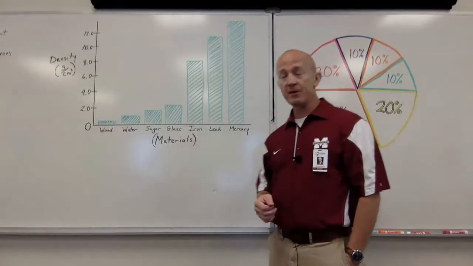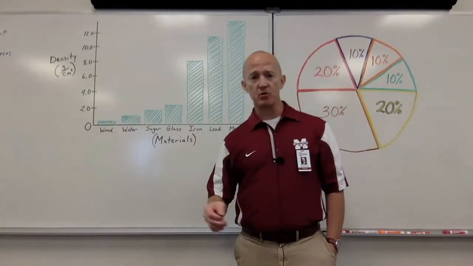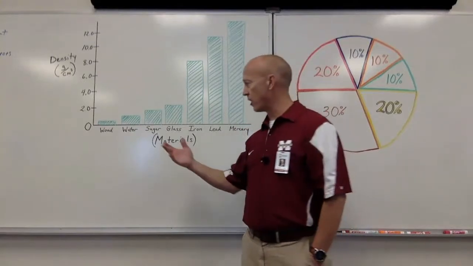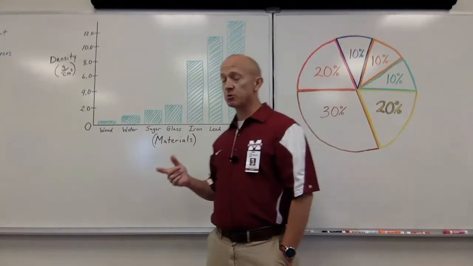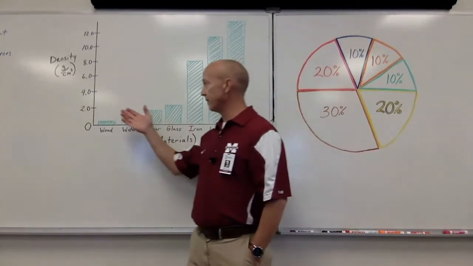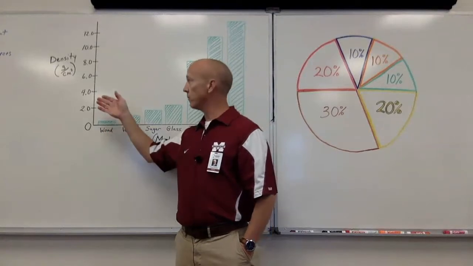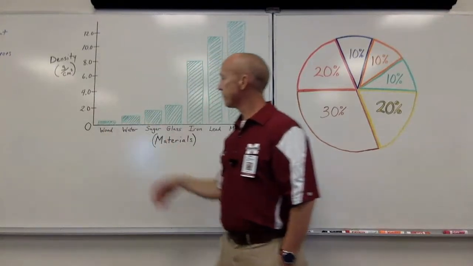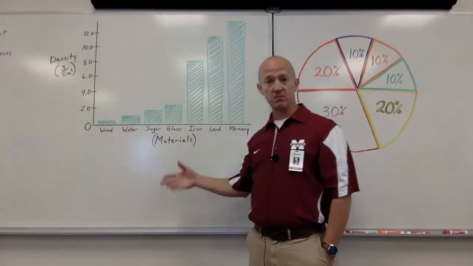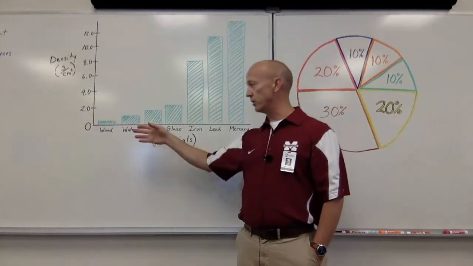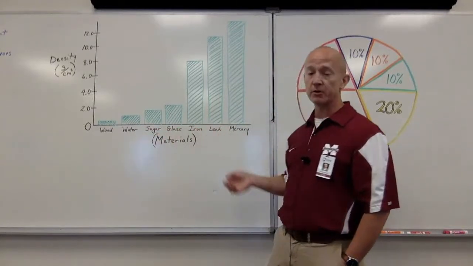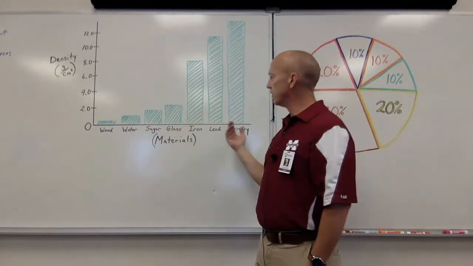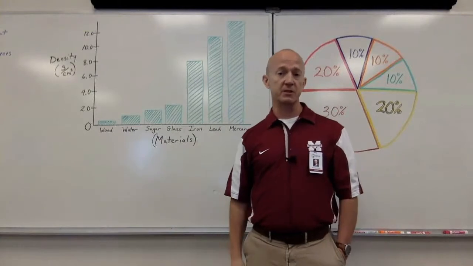The second type of graph is a bar graph. A bar graph usually shows a quantity across a certain category. In this case we're showing the quantity to be density. This is our dependent variable. This is on the y-axis, and our independent variable is the type of material. We have wood, water, sugar, glass, iron, lead, and mercury. Just comparing the various densities of these different materials.